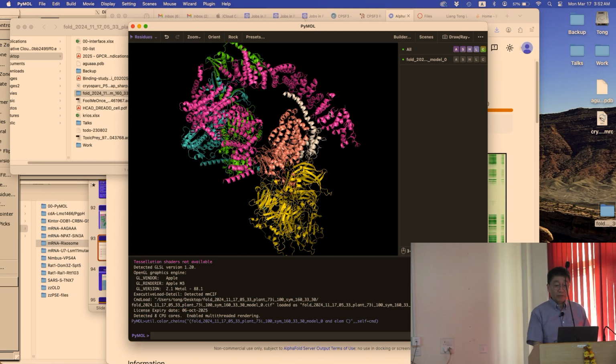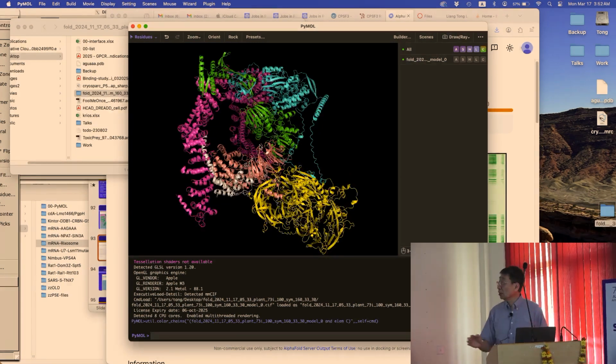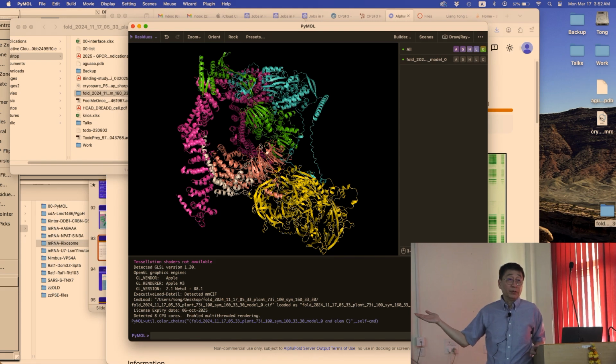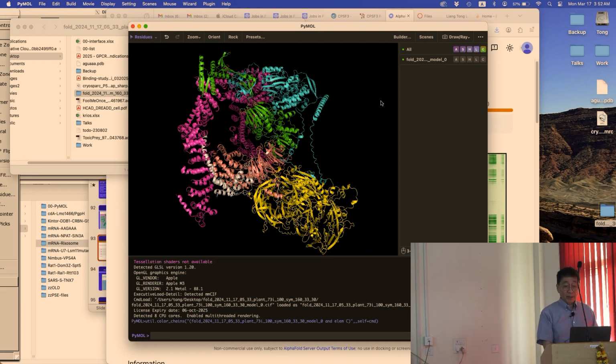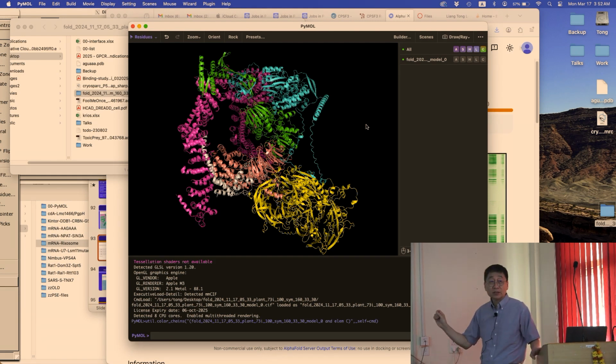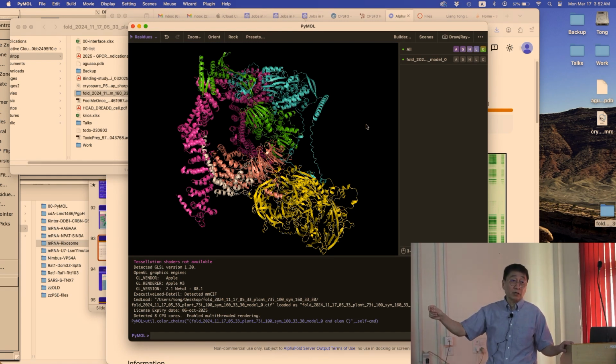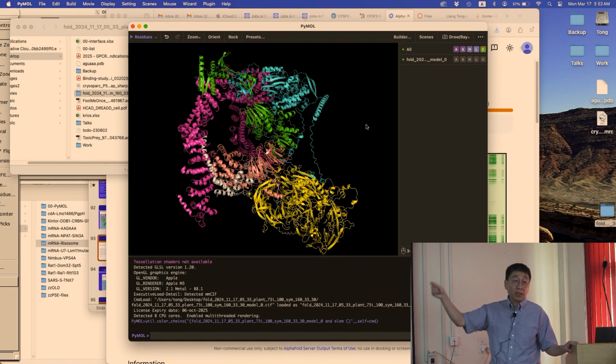But this is everything that came from AlphaFold. As I showed you earlier, a lot of that is actually not believable. So for that, you can color. The confidence from AlphaFold is encoded in the temperature factor field of the PDB file. So you can color by temperature factor.